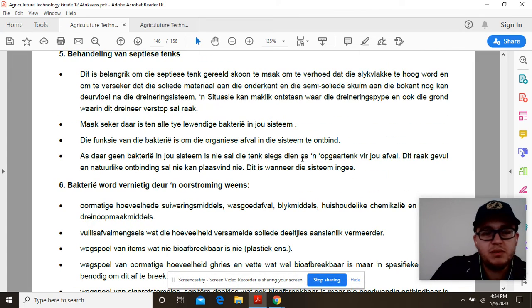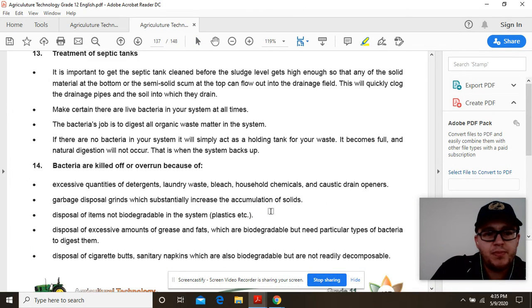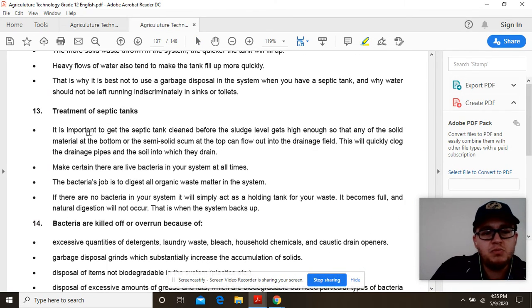So when does your system give in? As we see in English, when does our system give in? Treatment of septic tanks is important to get the septic tank clean before the sludge level gets too high.